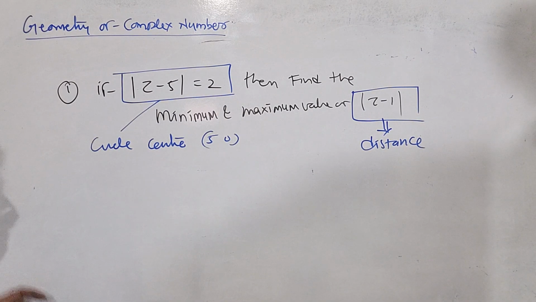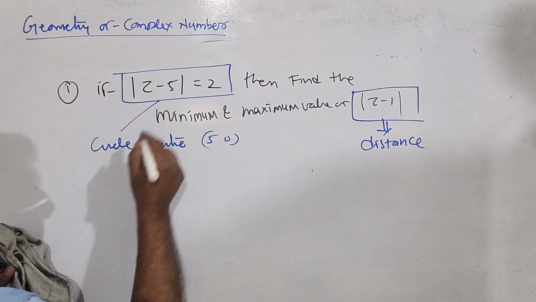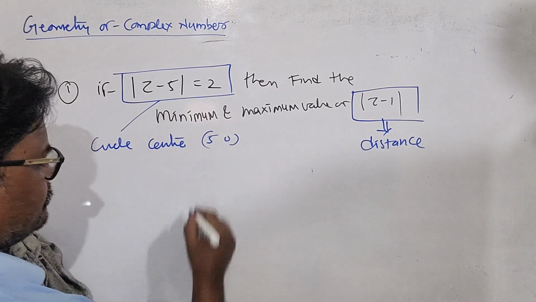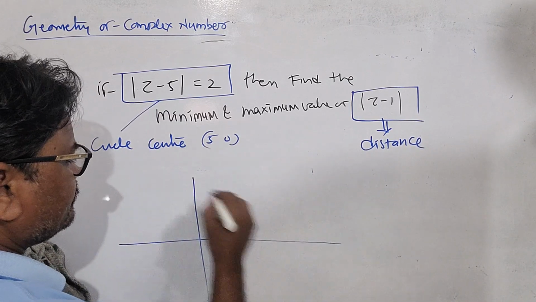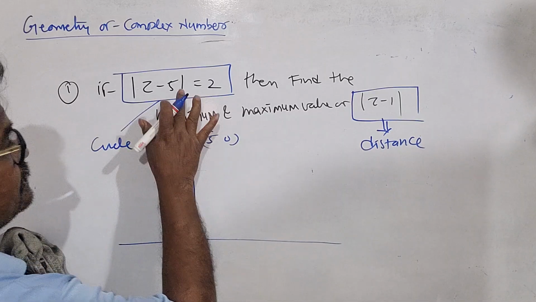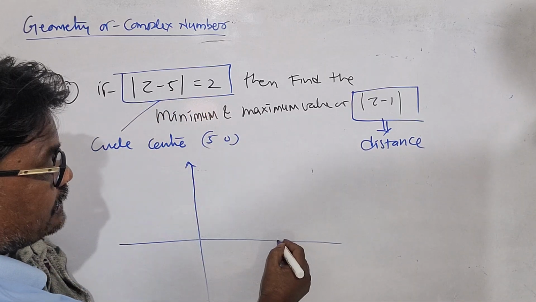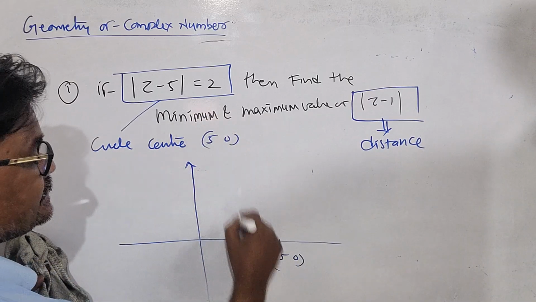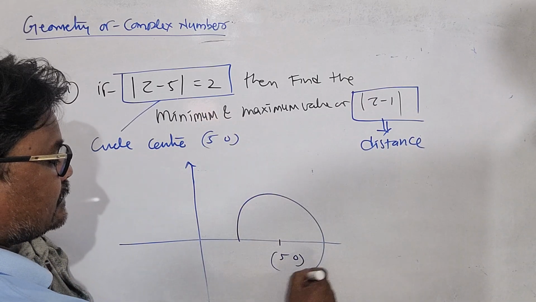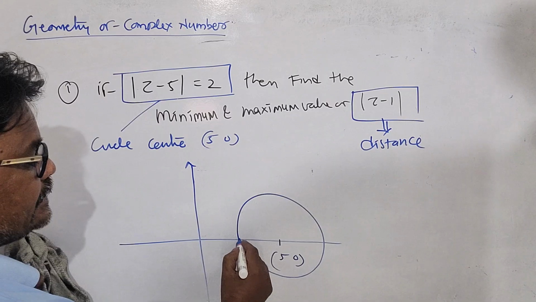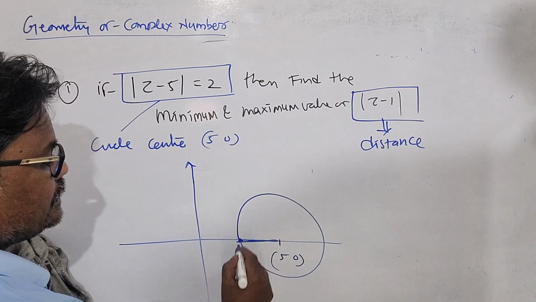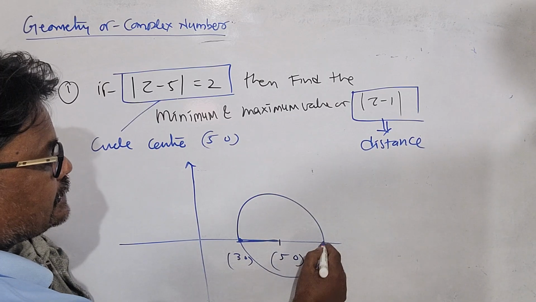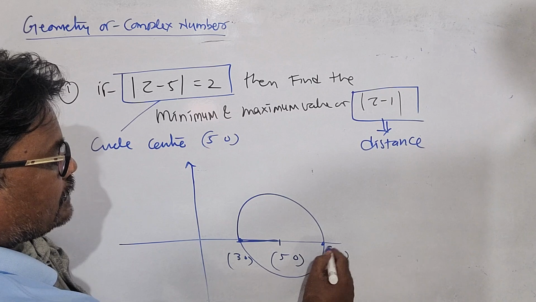Correct? So |Z - 5| = 2, this is a circle, this is a distance. So let us draw the rough figure for this circle. The center is (5, 0), which will definitely be on the x-axis, and the radius is 2. So this is the circle. If the radius is 2, then this point is (3, 0) and this point is (7, 0).